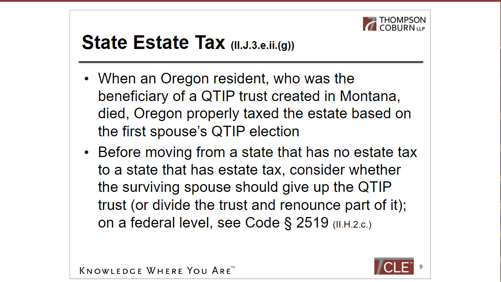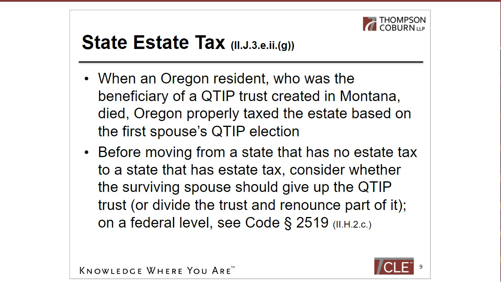Oregon had ties with the surviving spouse, and when the surviving spouse died, everything that was in her estate was subject to Oregon estate tax, and that included the marital trust that was included in the surviving spouse's estate. So if the taxpayer is going to move from a state that has no estate tax to a state that does have estate tax, or if they're moving to a higher estate tax state, consider whether the surviving spouse might give up the QTIP trust and have the gift tax apply at that point.